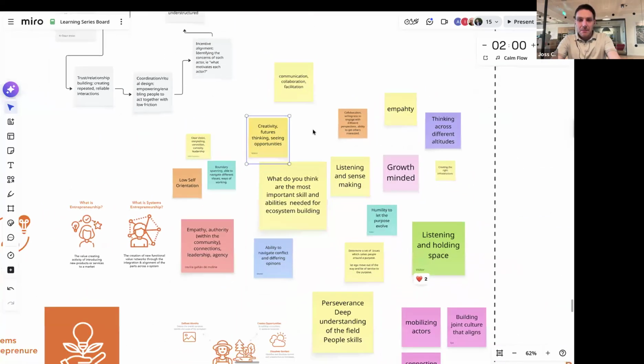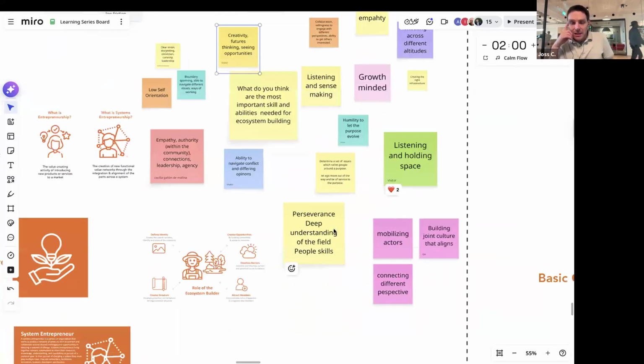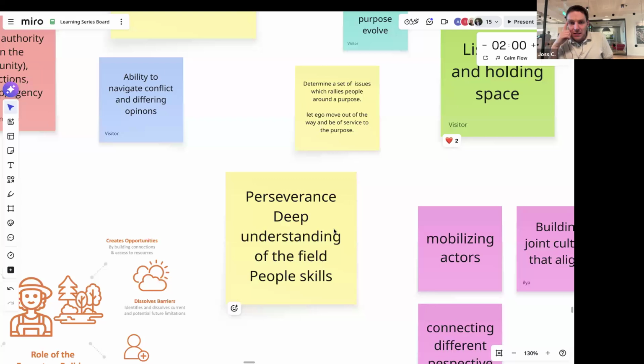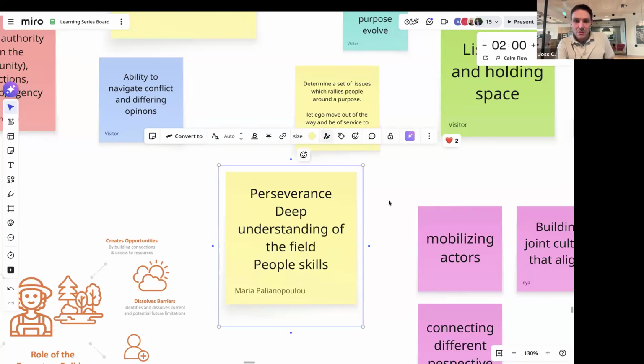Let's, well, we have it here. Perseverance, deep understanding of the fields, people skills. Okay, deep understanding of the fields. Anybody want to talk about this? How important is that? Maria.